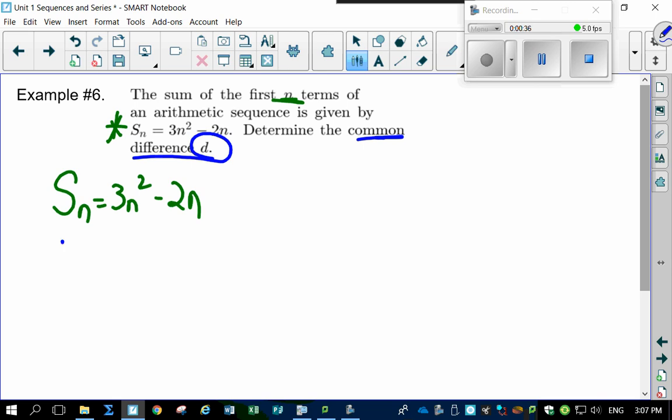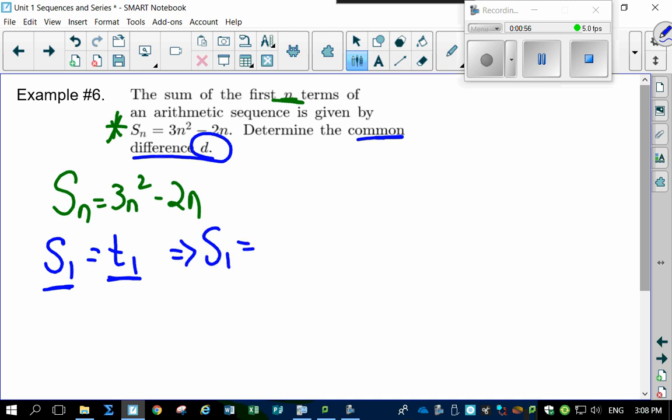Let's figure out what S1 is. Now, I know you're probably saying, what do you mean, S1? Isn't S1 the sum of one term? So that sum of one term is T1. Oh, so if you find S1, you can find T1. That's easy. Okay, well, let's substitute that in.